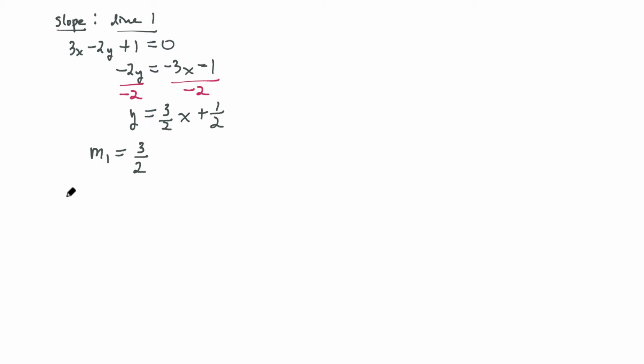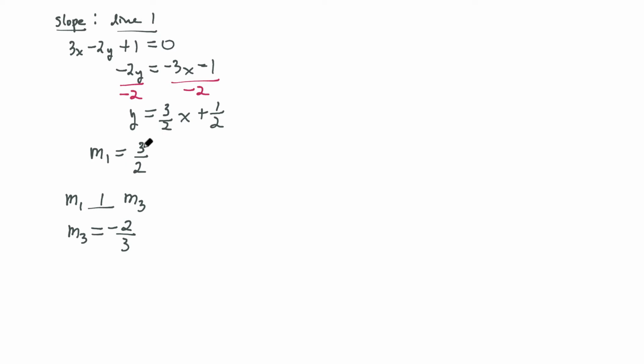We know that line 1 is perpendicular to line 3, and therefore they have perpendicular slopes. So we know that the slope of line 3 is going to be the negative reciprocal of 3/2, and that's because they're perpendicular. So line 3 has slope equal to negative 2/3. And that's because negative 2/3 is the negative reciprocal of 3/2.